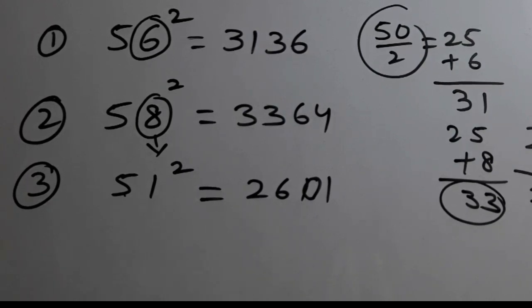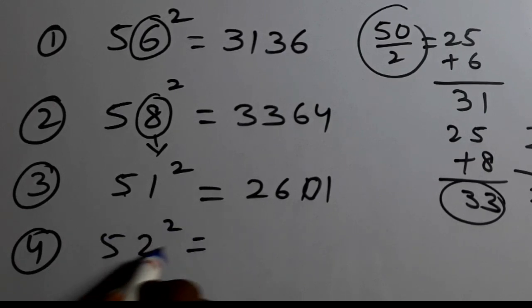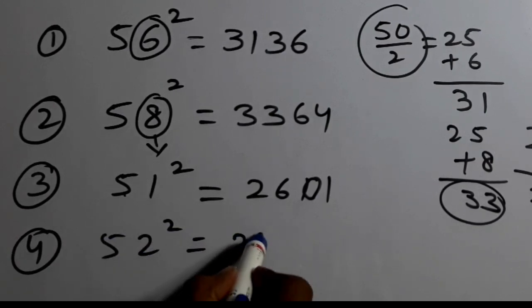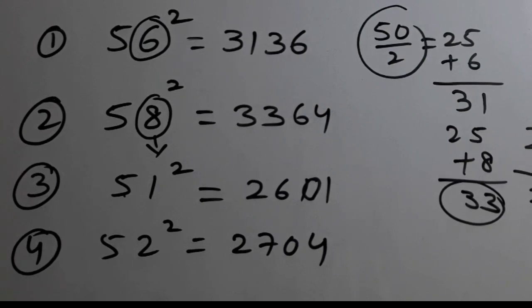Similarly for 52 square. How much? 25 plus 2. 2704. So like that we can write the square of a number from 50 to 60 in fraction of seconds.